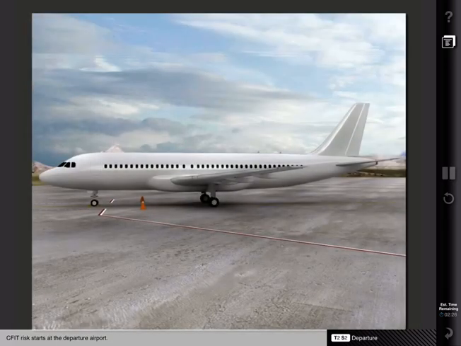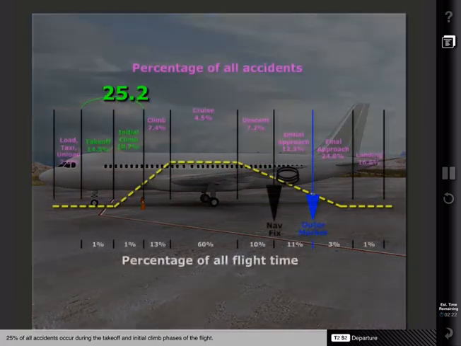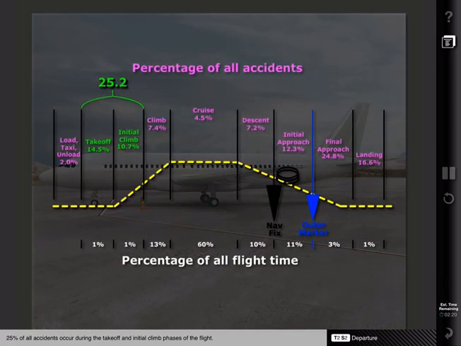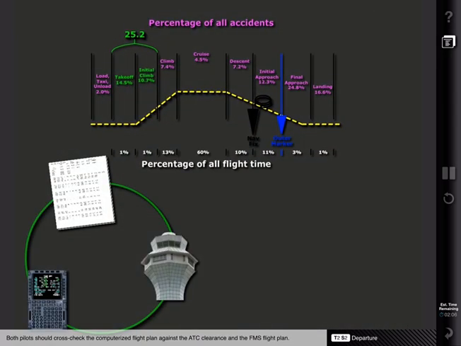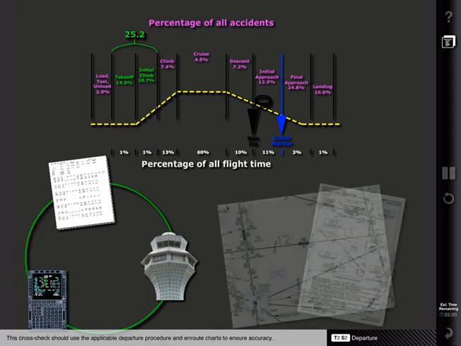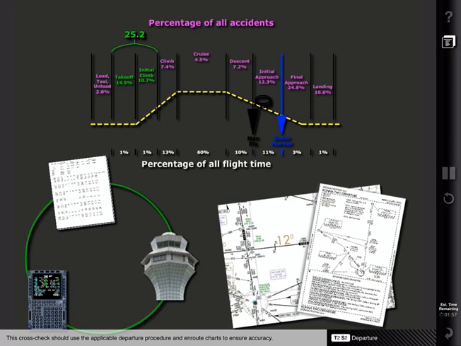CFIT risk starts at the departure airport. 25% of all accidents occur during the takeoff and initial climb phases of flight. Pre-flight activities allow the flight crew a chance to become familiar with the intended flight path, which will increase situational awareness throughout the entire flight. Both pilots should cross-check the computerized flight plan against the ATC clearance and the FMS flight plan. This cross-check should use the applicable departure procedure and en route charts to ensure accuracy.